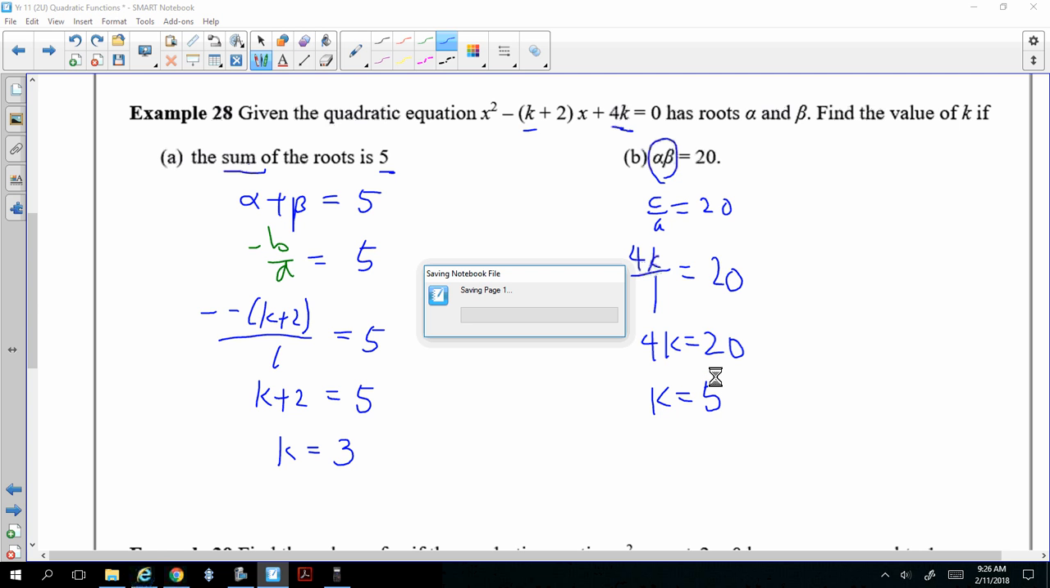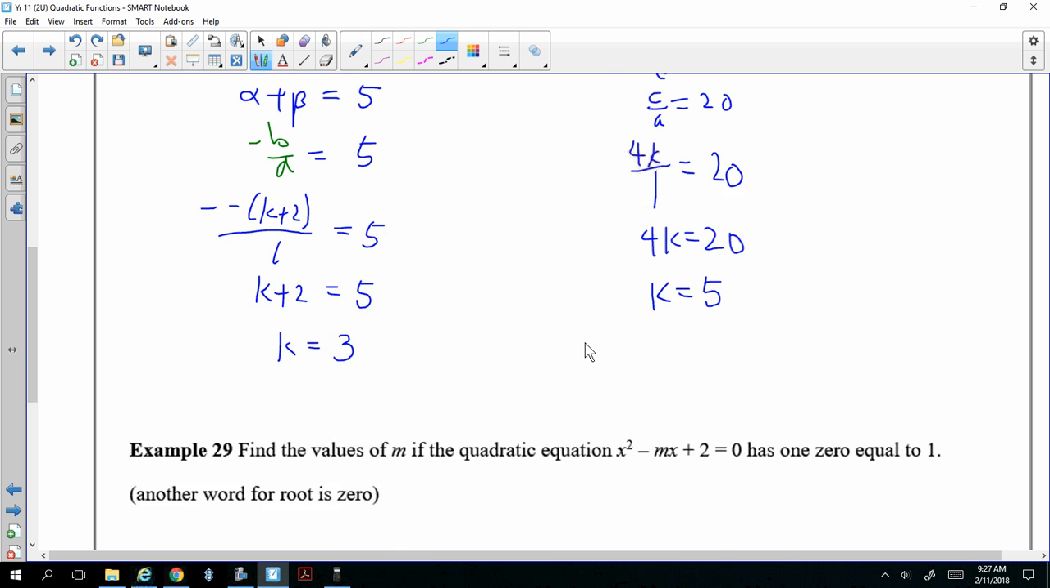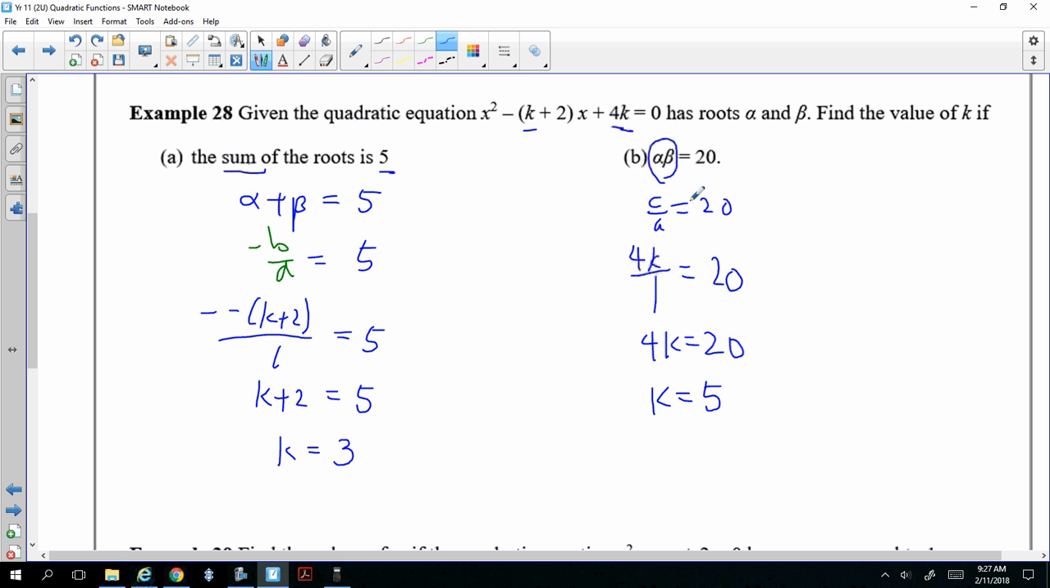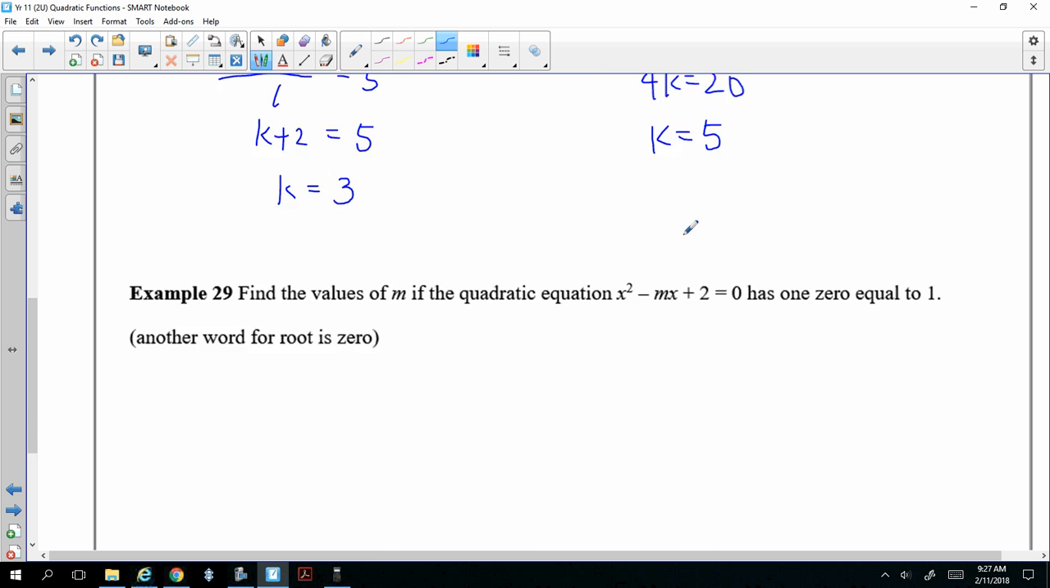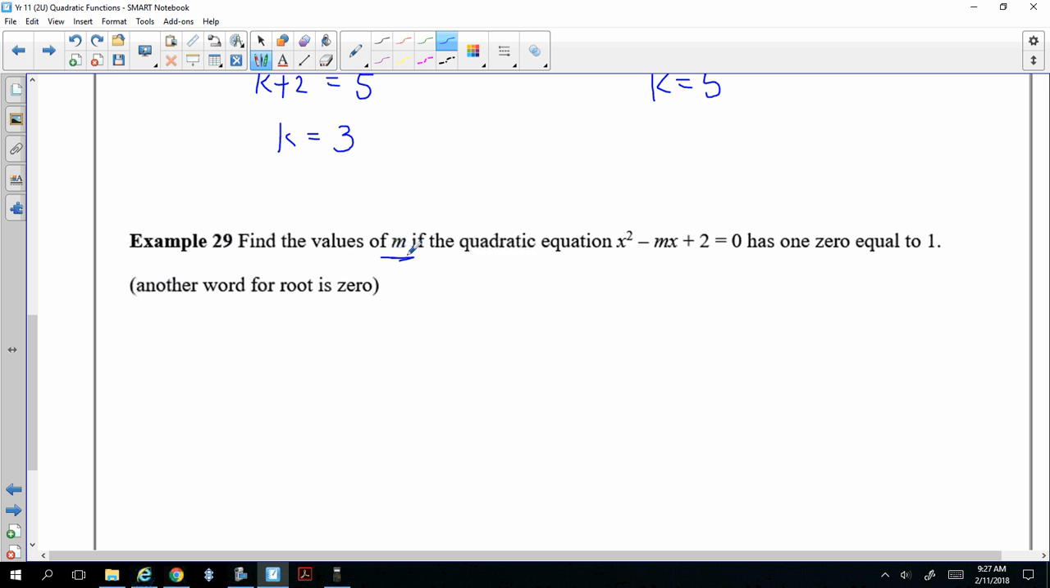Let's look at the next one. Find the value of m, where the 0, now another word for 0 is root, where one root is 1. So when that happens, you do not do alpha plus beta. What you do is you just substitute x equal to 1, because they give you an answer, into the equation. So you go 1 squared minus m times 1 plus 2 is 0, and work out what m is. So remember, when they give you an answer, substitute to find m. So what do you get? You get 1 plus 2 is 3, minus m is 0, m is 3.